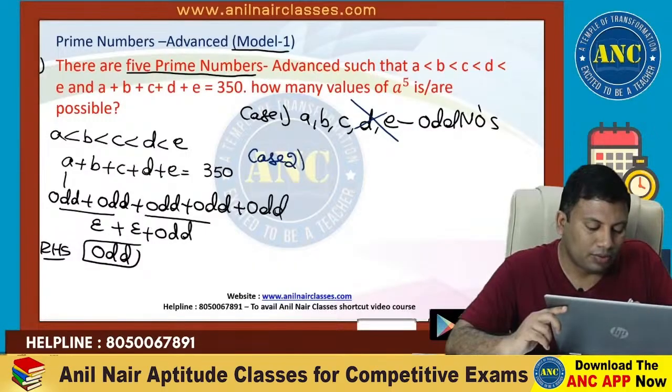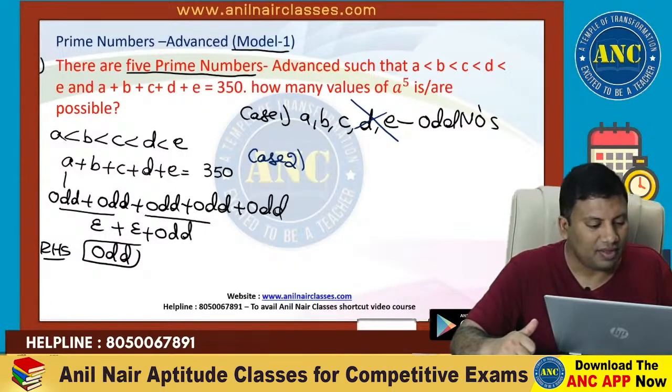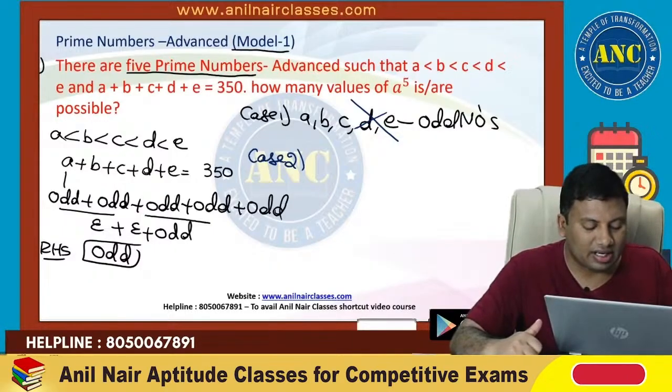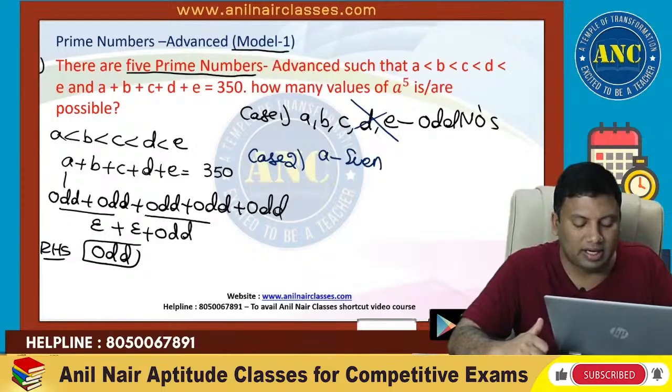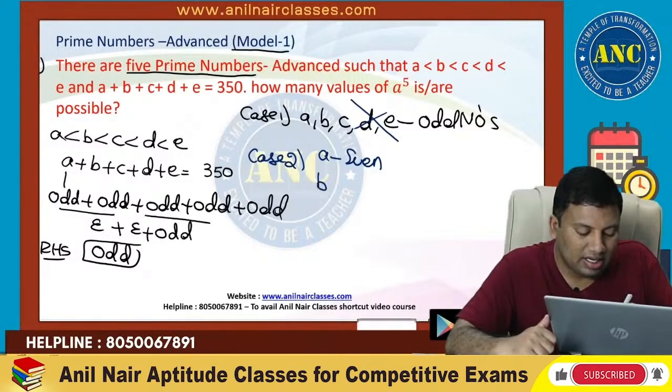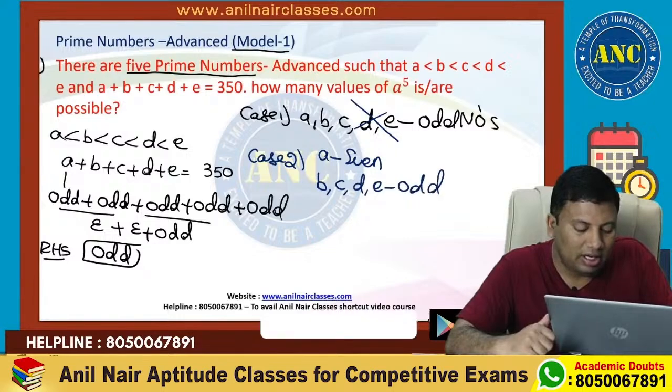Case number 2: you cannot have more than one even number in the set of prime numbers. So the next case is, the lowest prime number is 2. So A is even, and B, C, D, E are odd. Why should only A be even?